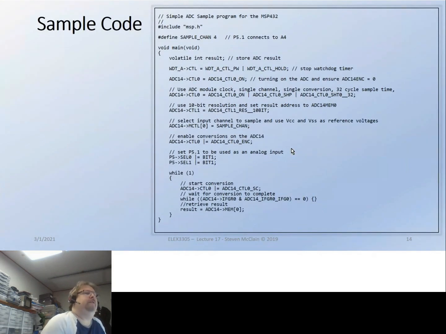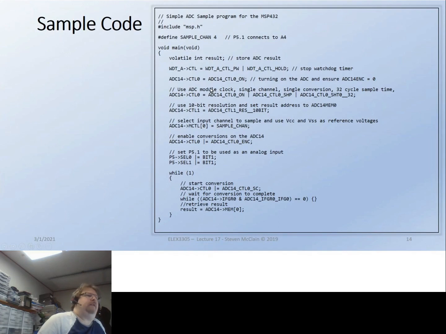Sample code. Okay. We've got some certain channel we want to connect to, and we can look that up on the data sheet and figure out what pin it is. This is shutting the watchdog off. This is putting in the clutch. This is going to turn the power on, but it's going to make sure that ENC goes to 0 at the same time. So this is basically powering up and putting the clutch in. And then this is setting it up to be single channel conversion, and setting a 32 cycle sample time.